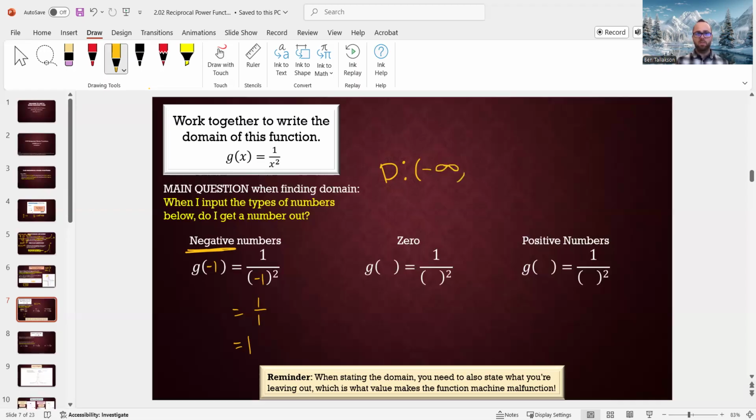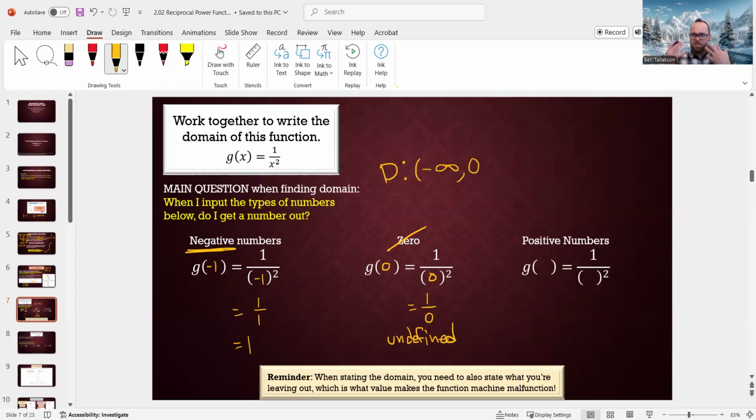Okay, what else? We have 0. We've worked a few of these out already today. 0 squared, of course, that's just 0, and that's going to be undefined. Interesting. Okay, so 0 is not included in our domain. So what do we do? Do we just leave it out? You're actually going to write it.